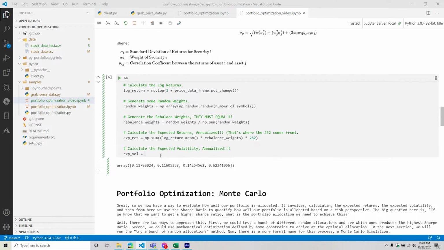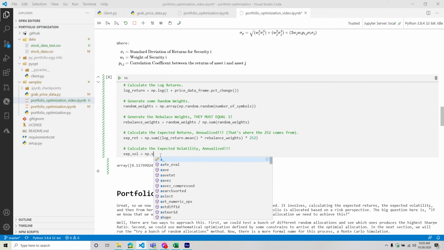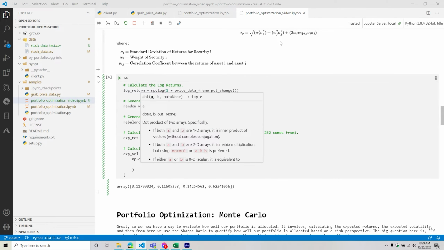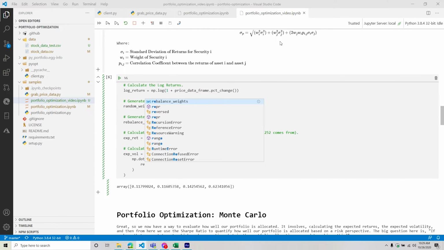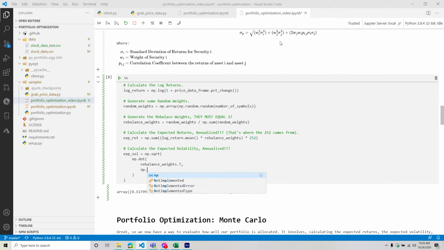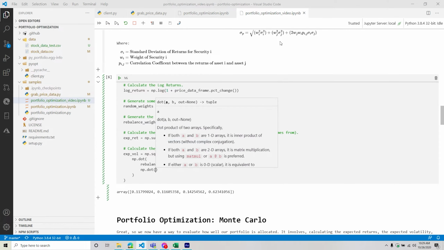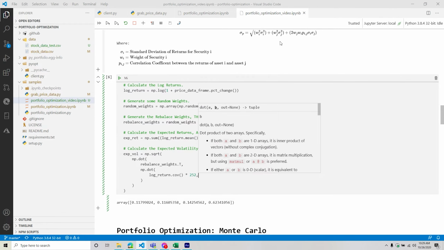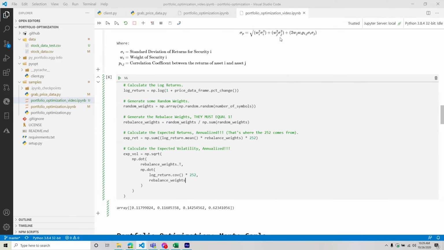So bear with me. We're going to first start with our square root. Everything is under a square root. And then we need to take the dot product. So we're going to say np.dot. And then again, so this times this. We're going to take our rebalance weights and we're going to transpose them. And then we're going to take the numpy dot function as well. We're going to take that log return, calculate the covariance of it and then multiply it by 252. And then we're going to do our rebalance weights.